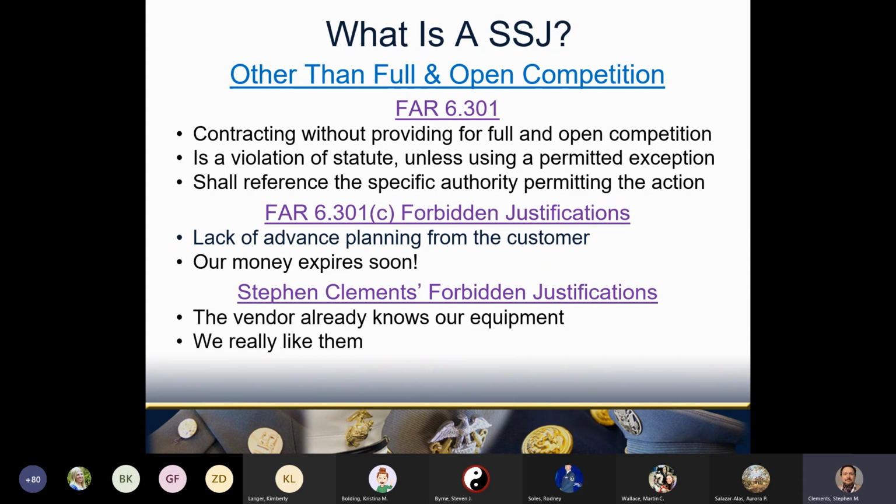There's almost always time for a different vendor to learn our equipment, and a new vendor may in fact do a better job. I've seen that happen before myself.